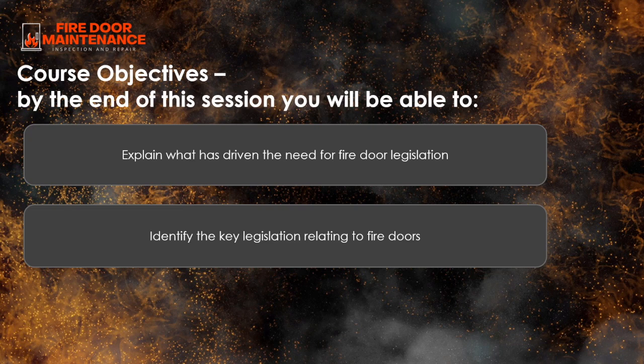At the end of the session, you will be able to explain what has driven the need for more stringent legislation relating to fire doors and why existing legislation needs to change. You will be able to identify the key legislation which relates to the installation, inspection and maintenance of fire doors in multiple occupancy residential dwellings, and you will be able to state the actions required to ensure that any fire door that you are responsible for, or you work on, or in this case you inspect, comply with legislation and what happens if they don't.